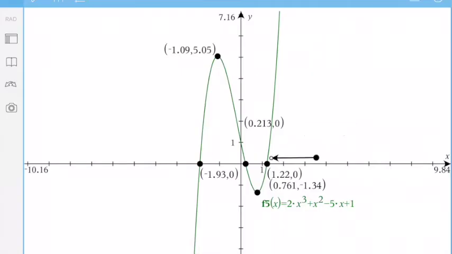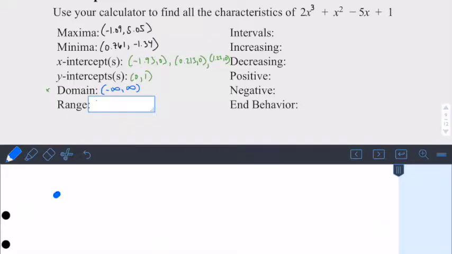For range, we're looking at the y-axis, so we want to see how low does the function go. Well, it goes down forever, and it goes up forever. So negative infinity to positive infinity.